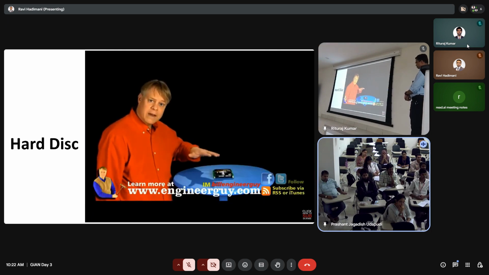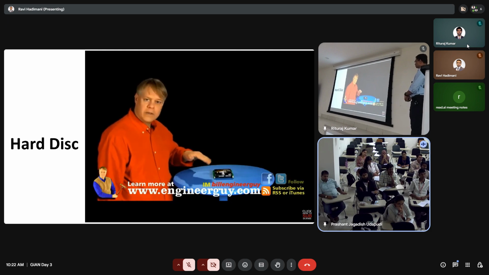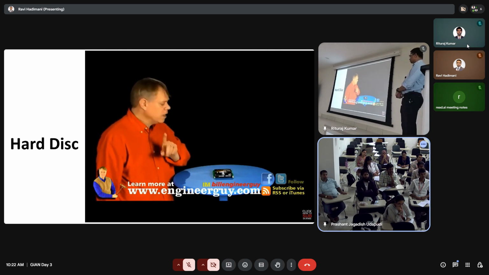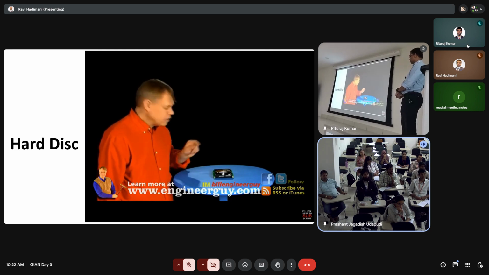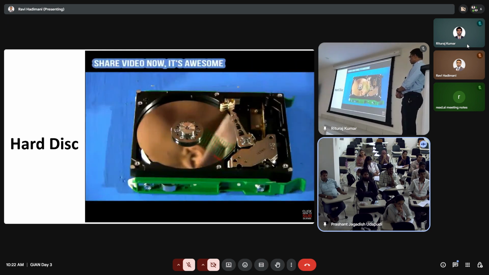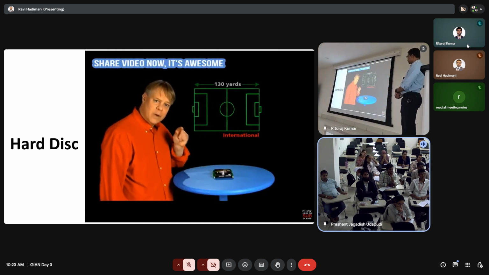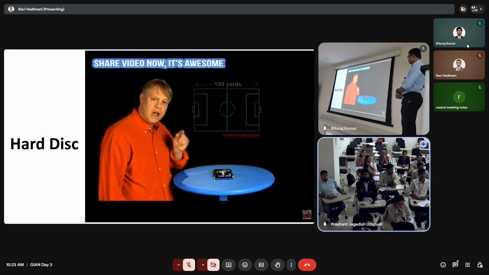To keep the head flying at the right height, the platter is made incredibly smooth. Typically, this platter is so smooth that it has a surface roughness of about 1 nanometer. To give you an idea of how smooth that is, let's imagine that this section is enlarged until it's as long as a football field, American or international. The average bump on the surface would be about 3/100ths of an inch.